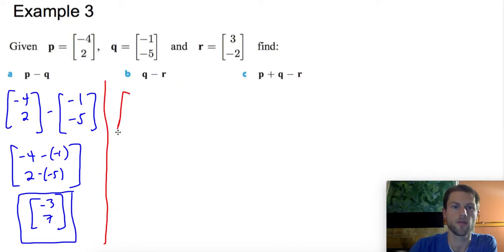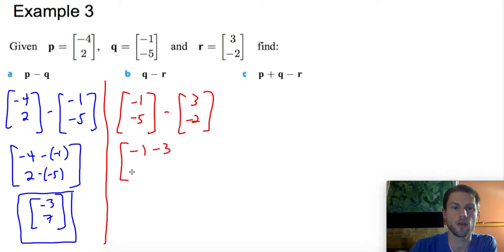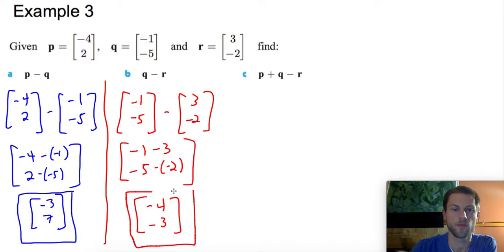Let's keep rolling here, and I'm going to subtract q by r. So I'm going to take vector q, which is -1, -5, and subtract r, 3, -2. So that's going to be -1 minus 3 and -5 minus -2. That's what I get when I combine these vectors. So vector q minus vector r is going to be -4 and then -3. That's it for that one.